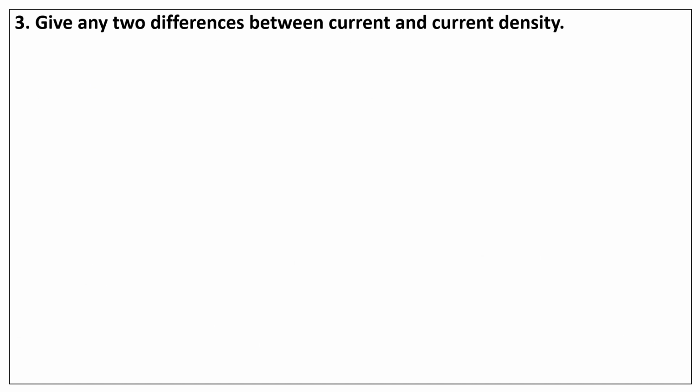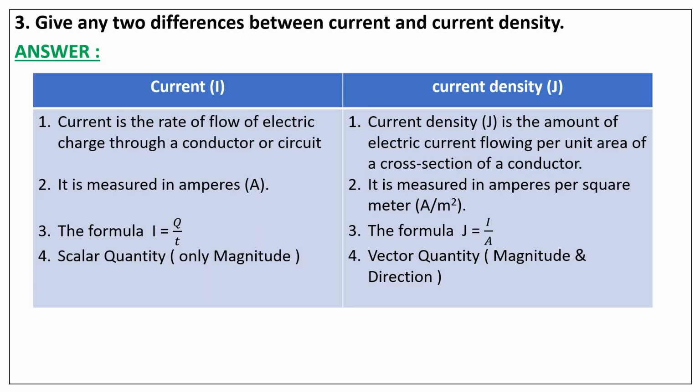3. Give any 2 differences between current and current density. Answer. Current, I. 1. Current is the rate of flow of electric charge through a conductor or circuit. 2. It is measured in amperes, A. 3. The formula is I equals Q by t. 4. It is a scalar quantity, only magnitude.